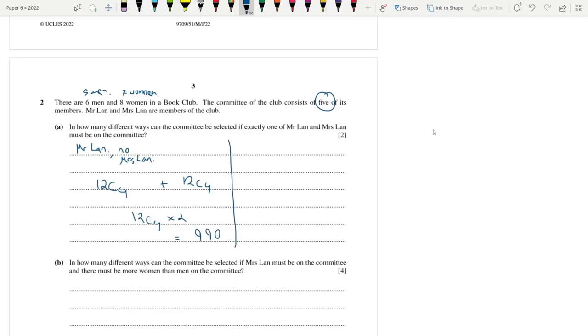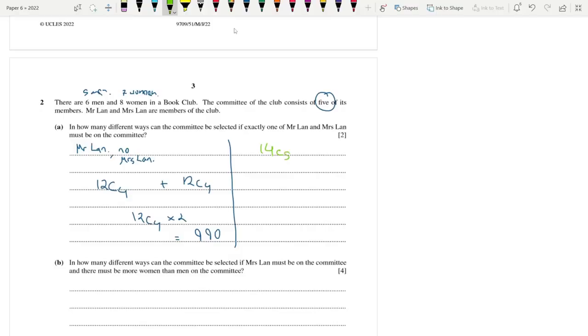There was an alternate way to do this sum. You can learn this if you want to. Basically, what's the total number of ways of choosing people? There are 6 plus 8. There are 14 people in total. So it can be 14C5. This is the total number of ways of choosing the book club.